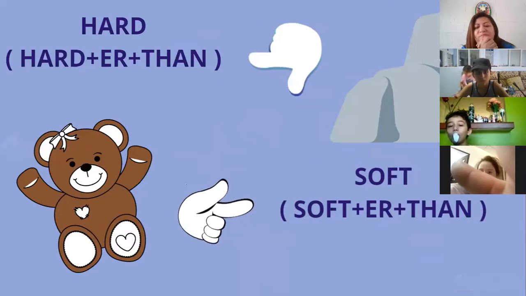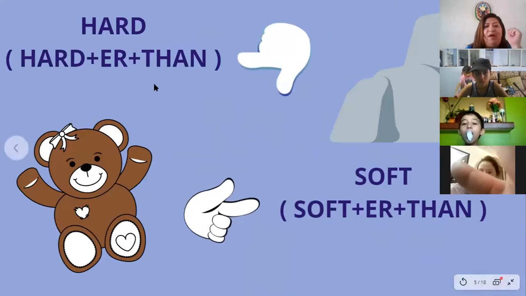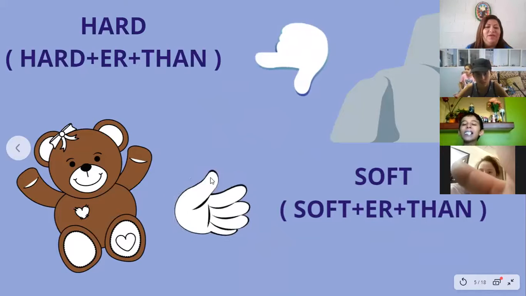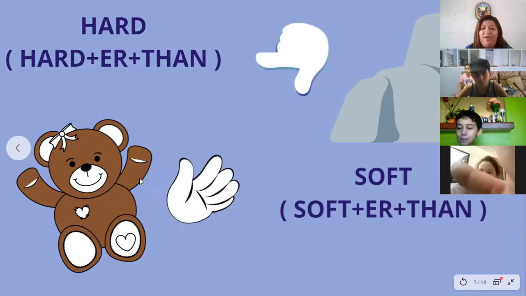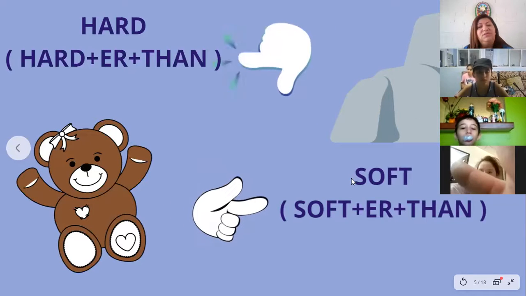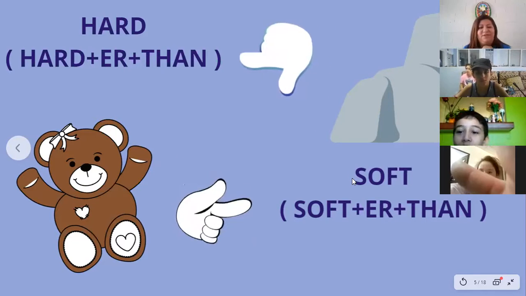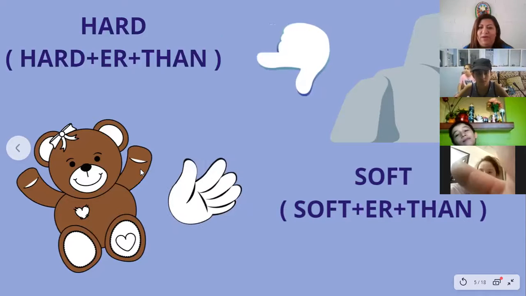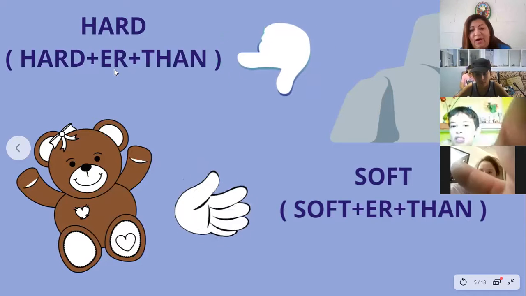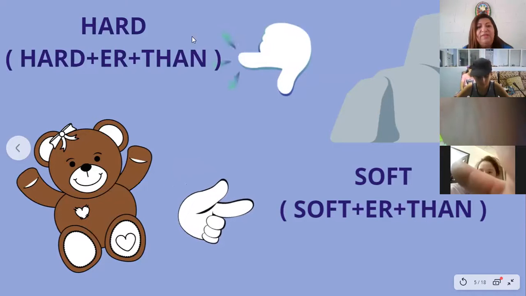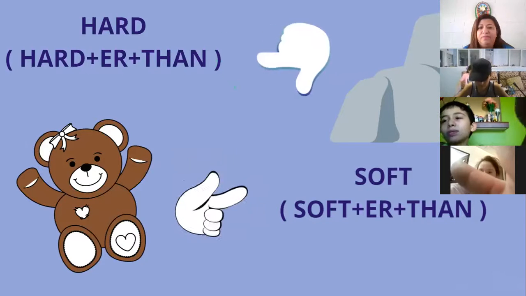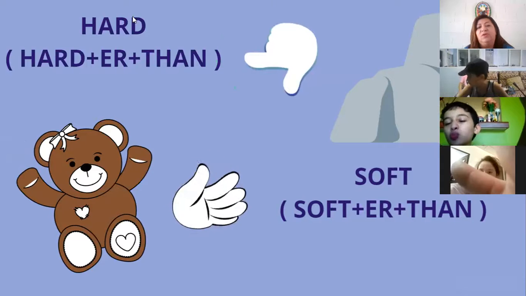Excellent. We have two more adjectives. Hard, like the rock, and soft as a teddy bear. Okay, hard, we have the example of the rock, and soft, oh, how soft, as a teddy bear. So we are going to transform it into comparatives. We are going to add ER, and we use than. Than is helping me to compare. We always need than. If you don't have than, you're not going to be able to compare.